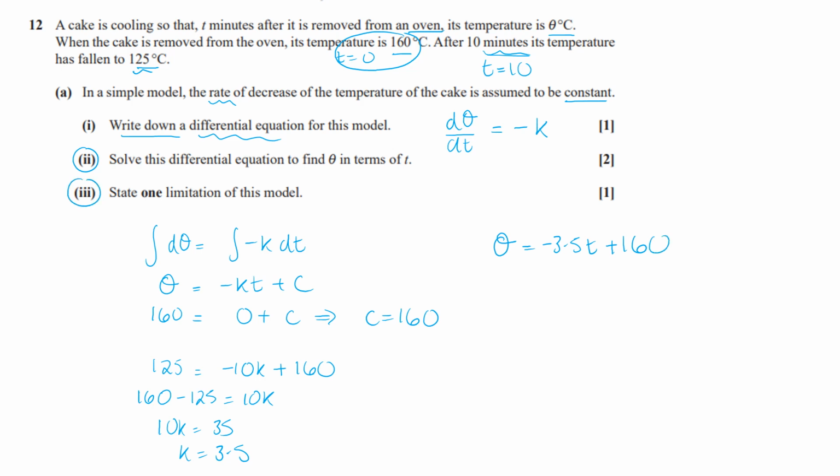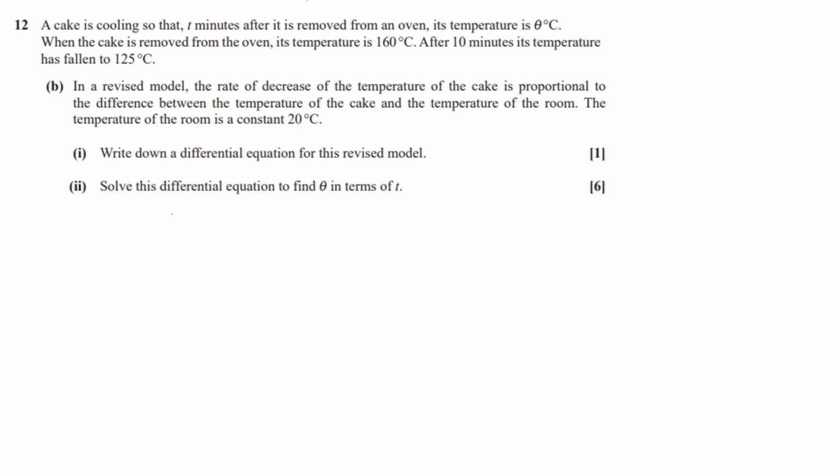Now part 2, state one limitation. The limitation is that the model predicts that it will decrease forever. So it's going to decrease past the room temperature and past even freezing. So that's not going to happen. The temperature of the cake is going to cool down to the temperature of the room and then remain at that temperature.